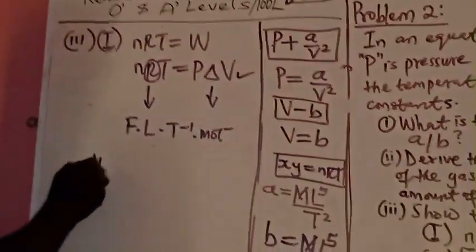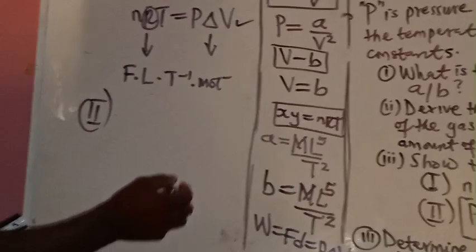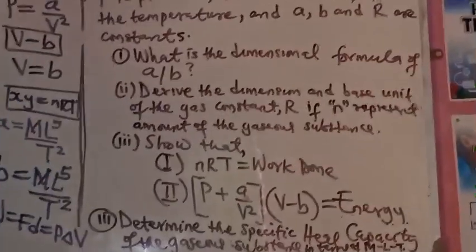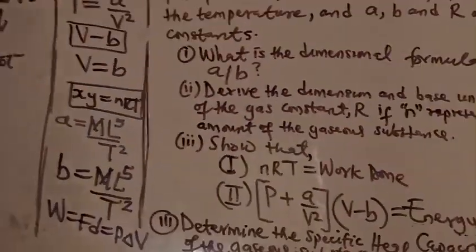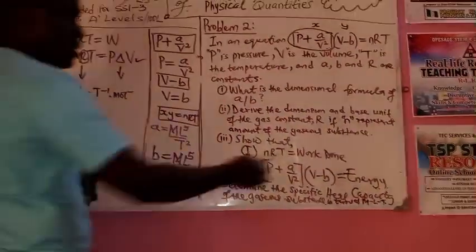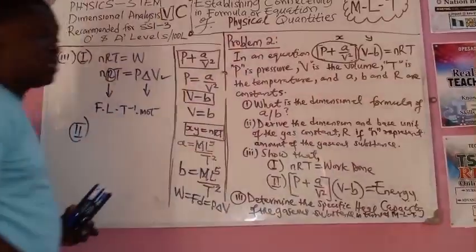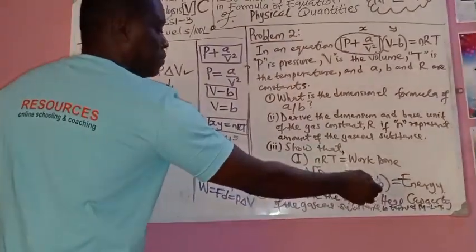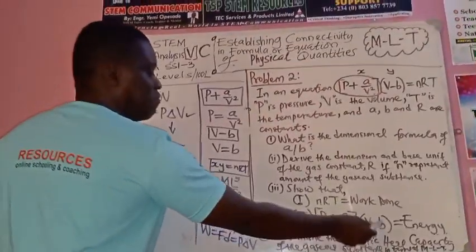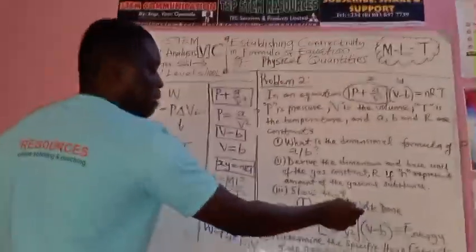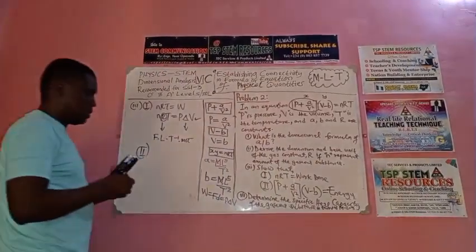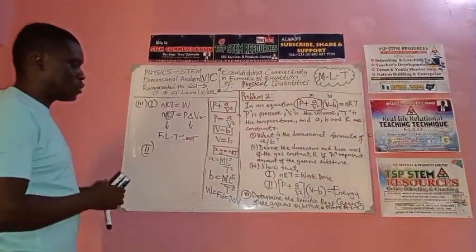Then 1 minus 2. They also ask us to show that this entire expression here is equal to energy. Yeah, that is true, because energy and work done share the same unit. So that means, since this is pressure and this is volume, and pressure times change in volume is work done, then work done equals energy, because work done and energy share the same unit. So with that, that one is also done.